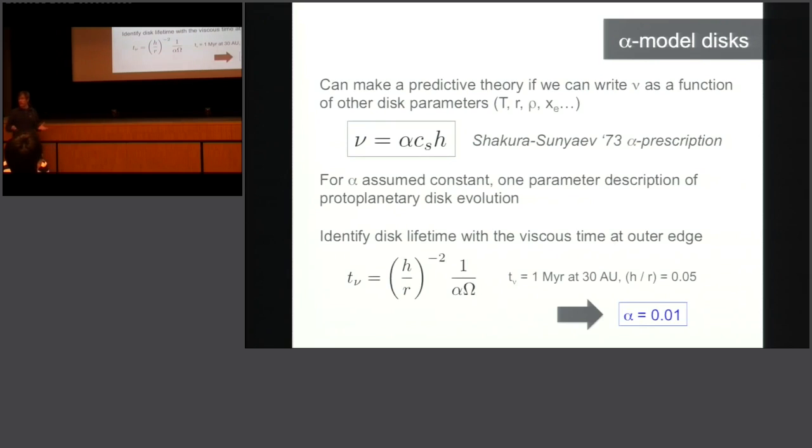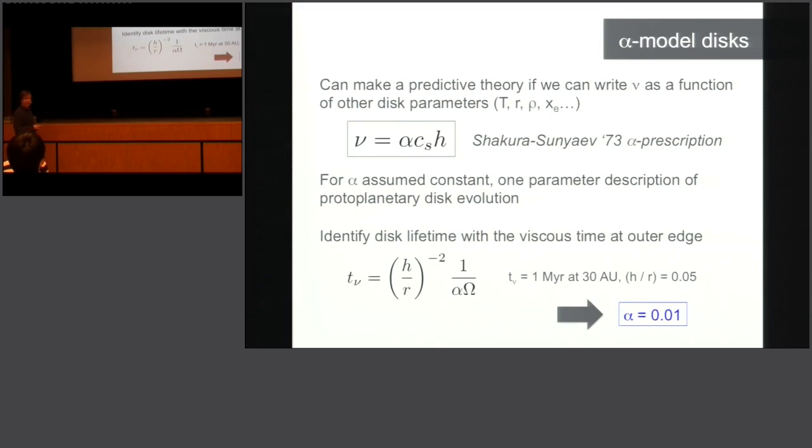And in principle, there's many things we could do here, but by far the most famous and the most used in astrophysics is the so-called alpha prescription. So the idea here is that we take this viscosity and we write it as the product of the sound speed and the disk scale height multiplied by a dimensionless parameter alpha.